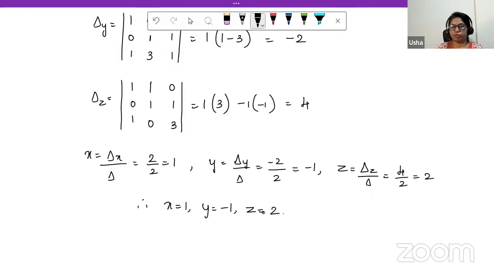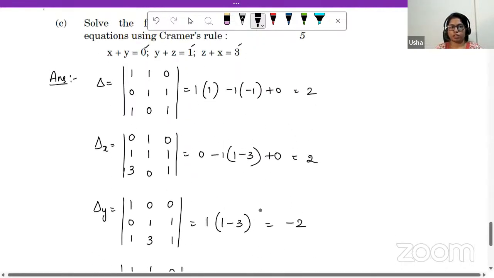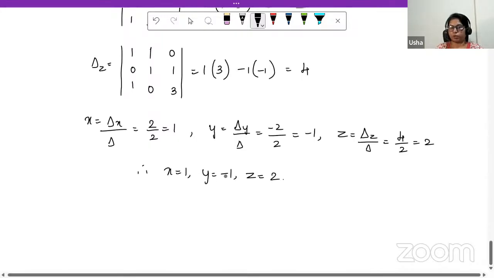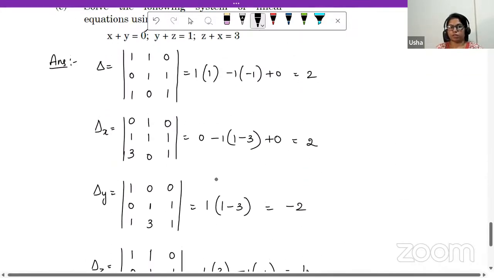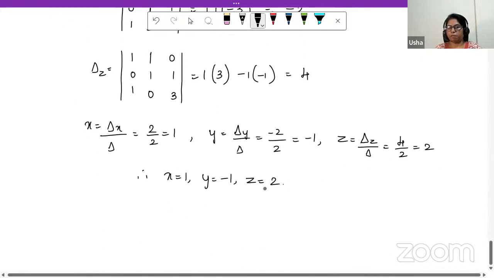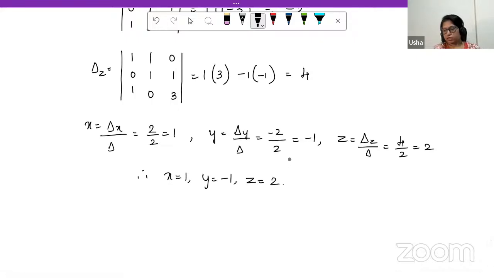We'll just verify this again. First equation, x plus y is 0. X is 1, y is minus 1. So 1 minus 1 is 0. Second one, y plus z is 1. Y plus z, minus 1 and plus 2, is 1. So our answer is correct.